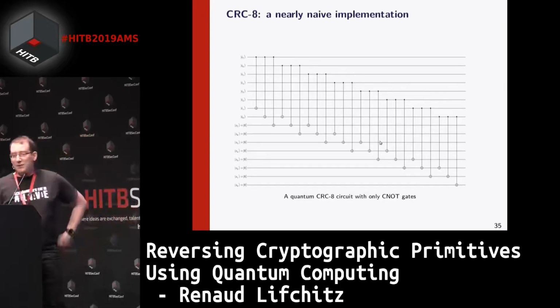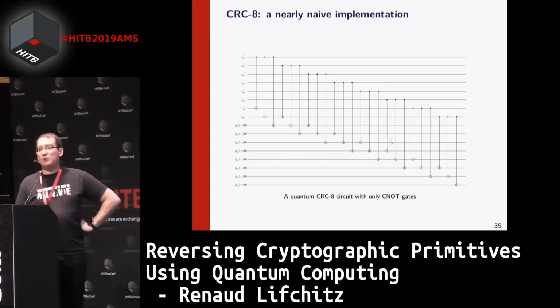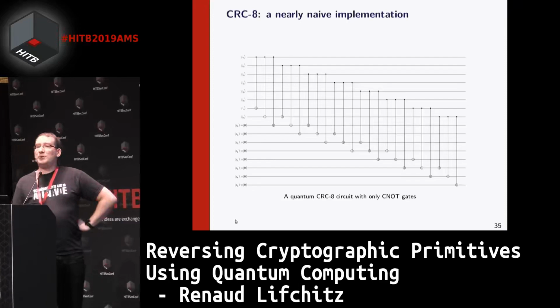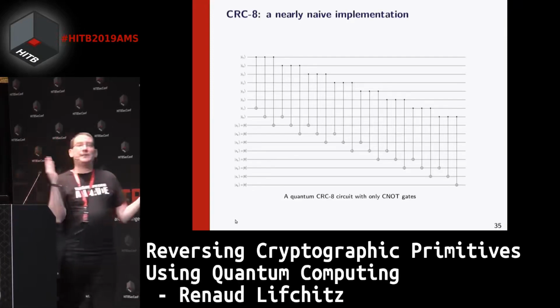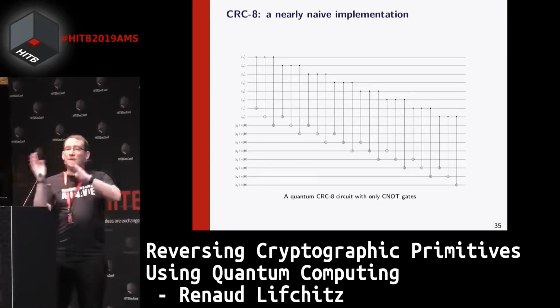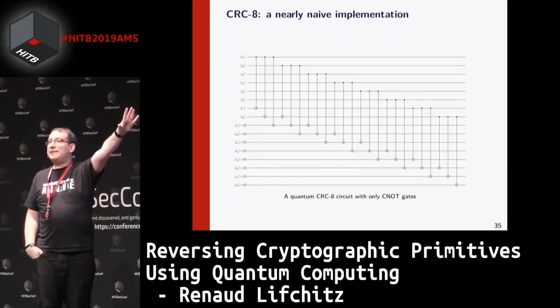But the problem is you have temporary qubits here. You need 8 qubits for the input, and you have 8 qubits in the output. But you will use 8 temporary qubits, so you need twice the amount of qubits of the function. And you will not be able to reverse the function because you don't know the value of the temporary qubits at the end.